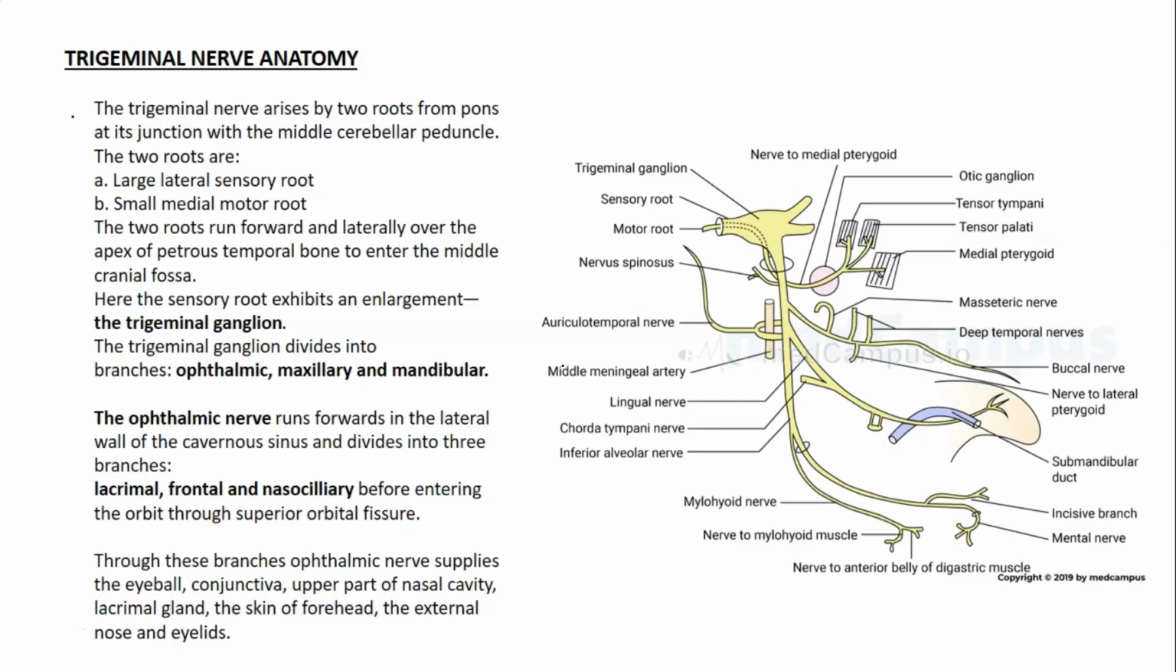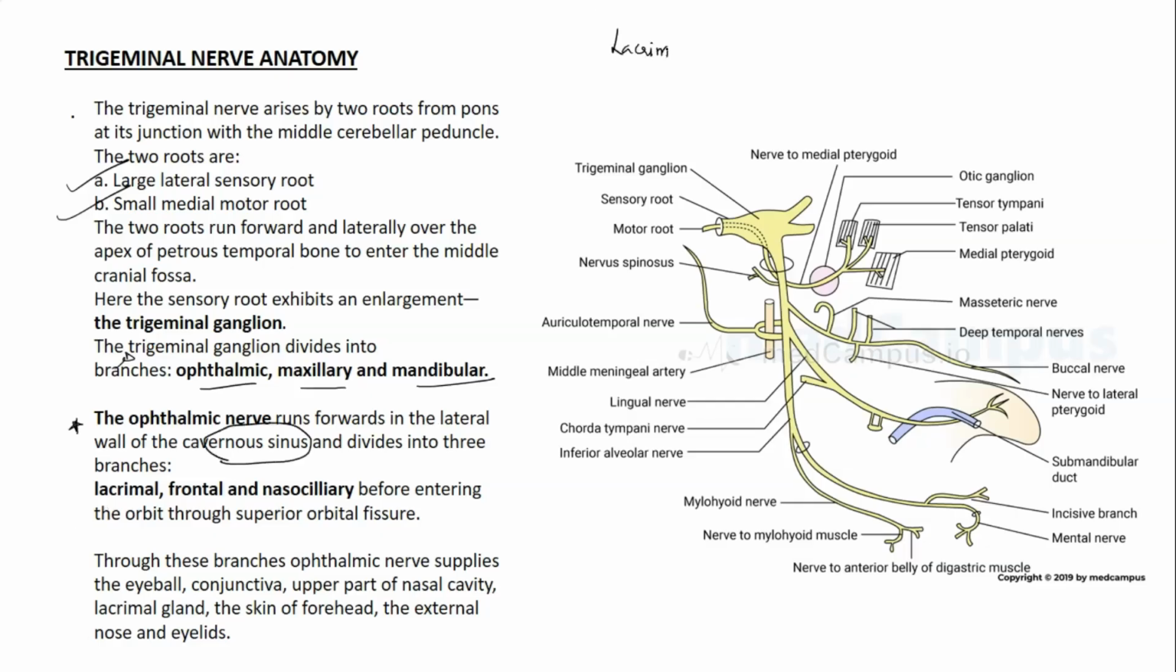Let's get into the specifics with the help of the text given here. Now, you know the ophthalmic, maxillary and mandibular from the trigeminal ganglia. You know we have a large sensory root and a small medial motor root. They run over the petrous temporal bone and enter the middle cranial fossa. Now, specific to each nerve, let's look at the distribution. The ophthalmic nerve runs forwards in the lateral wall of the cavernous sinus and divides into three branches.